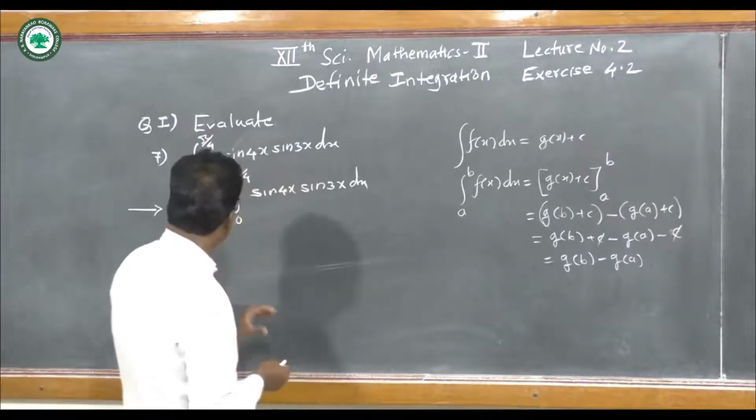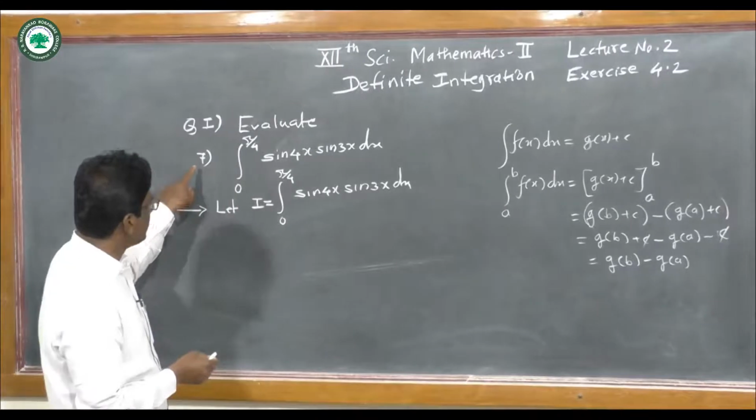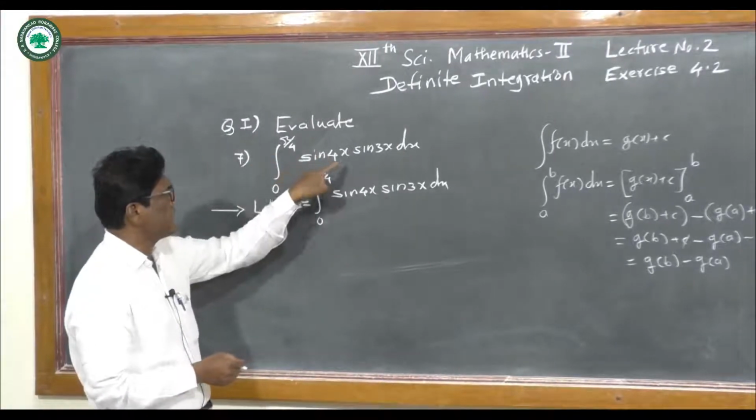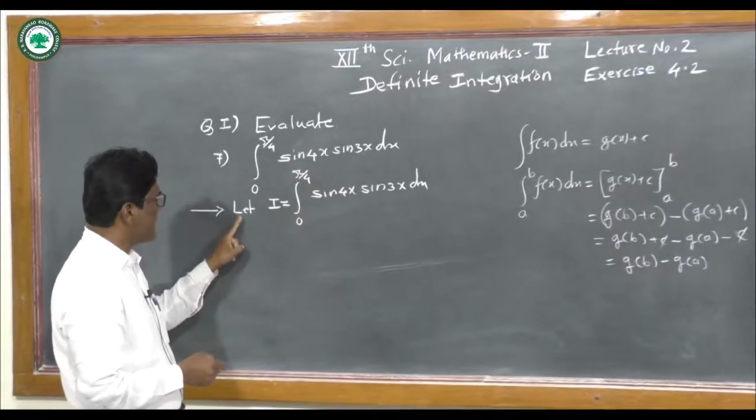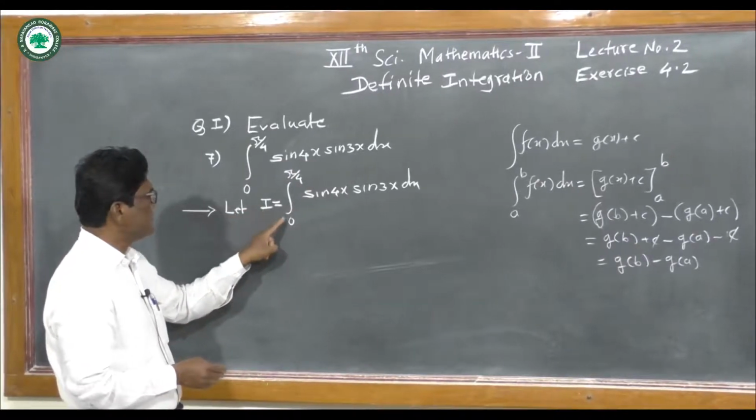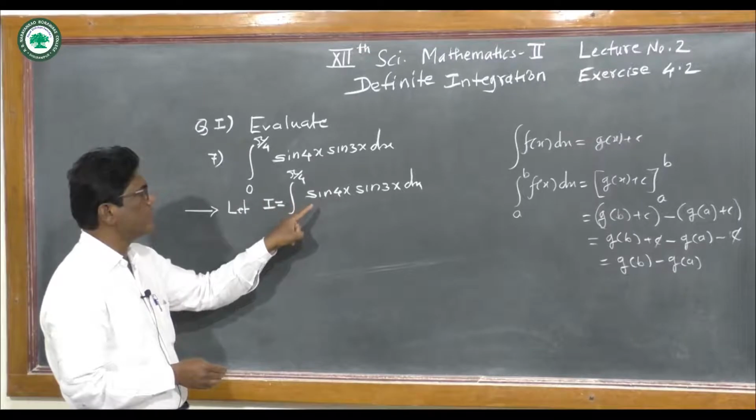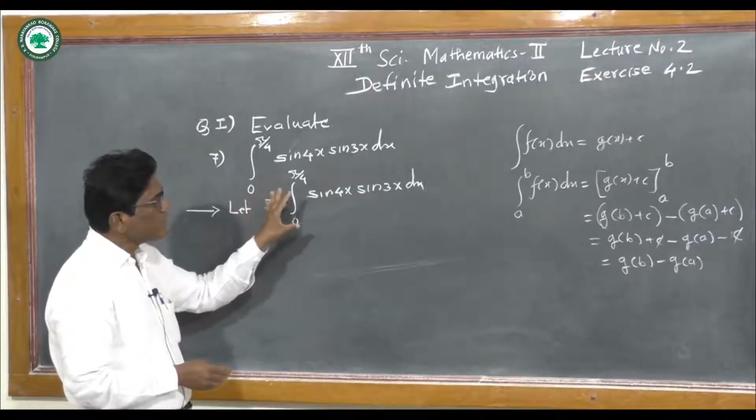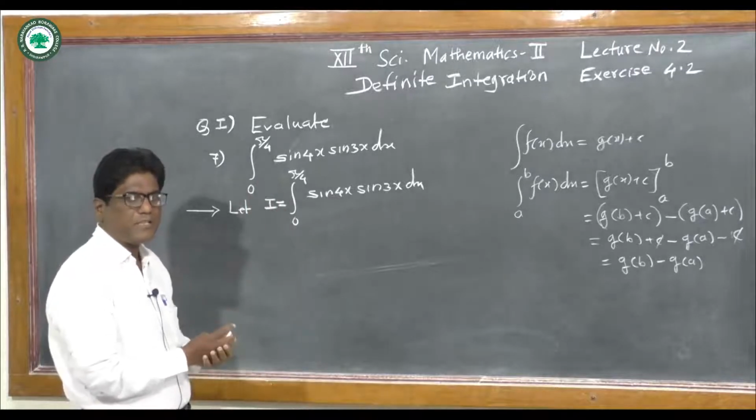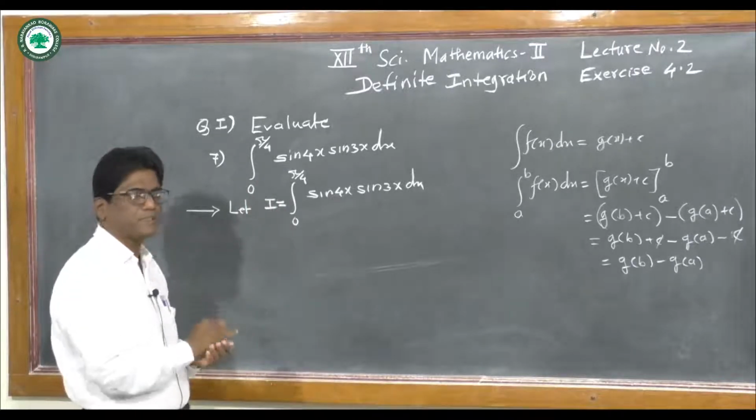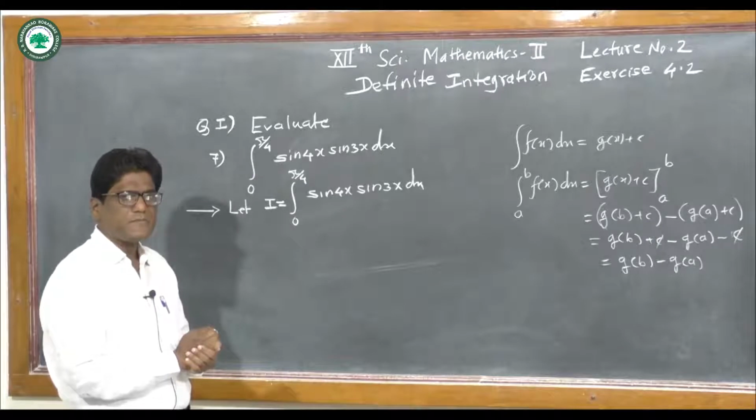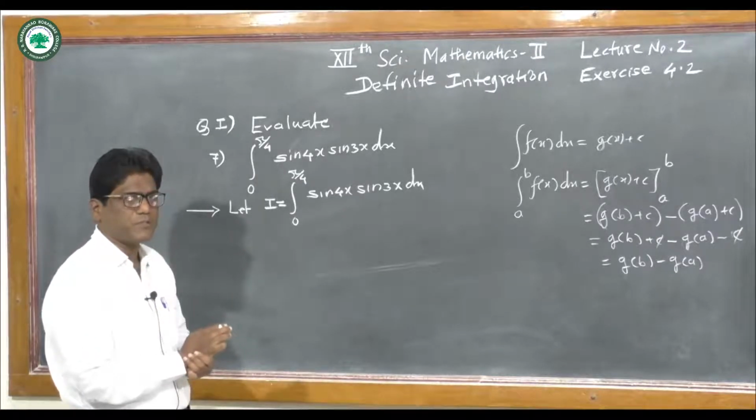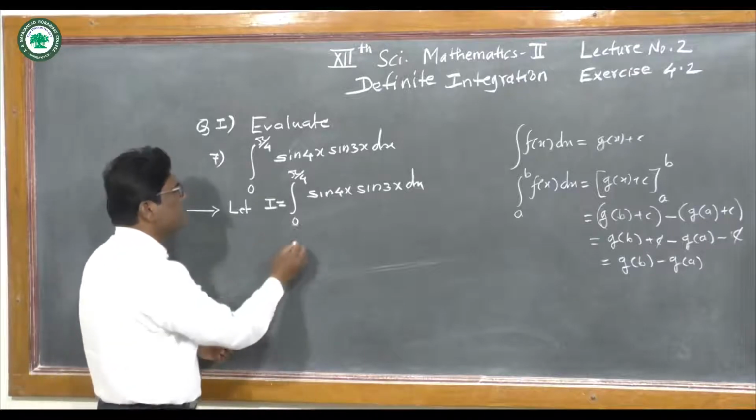So now let us see here problem number 7, integration from 0 to pi by 4 sin of 4x sin 3x dx. Let us call this as I. Let I is equal to integration 0 to pi by 4 sin of 4x sin 3x dx. This is the trigonometric functions. Now in the trigonometric functions, firstly we have to use here formulas, and then if we need substitution method, use the substitution method. Now we adjust here 2.